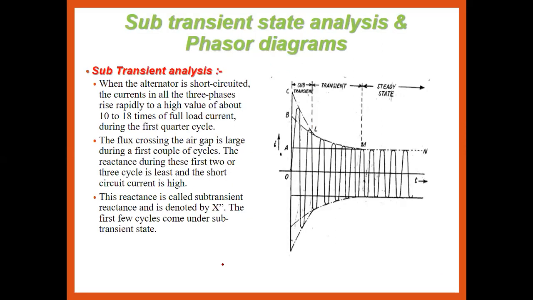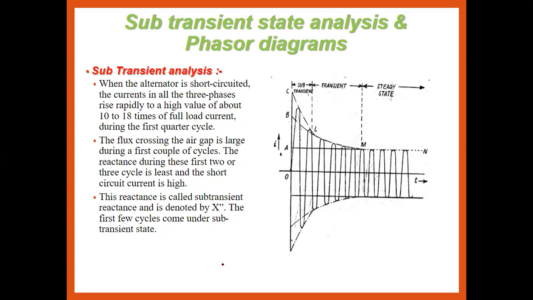So what is the subtransient state analysis? Whenever the alternator is short circuited, because of any disturbance or any internal or external fault, the current in all three phases rapidly rises to a high value, generally 10 to 18 times the full load current, during the first quarter of the cycle. Within a very short duration, the flux crossing the air gap is large during the first couple of cycles. Thus the reactance during this first period is the least, and the short circuit current is higher.